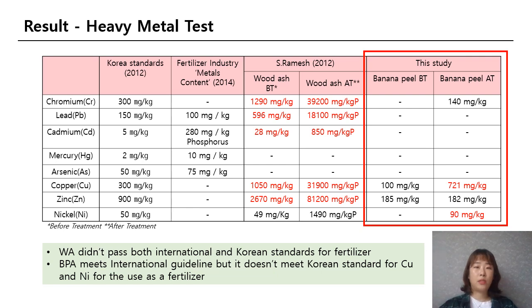In the second objective, regarding the safety for use, heavy metal is an important factor to consider. WA didn't pass both international and Korean standards for fertilizer. However, the BPA meets international guideline, but it doesn't meet Korean standard for copper and nickel.